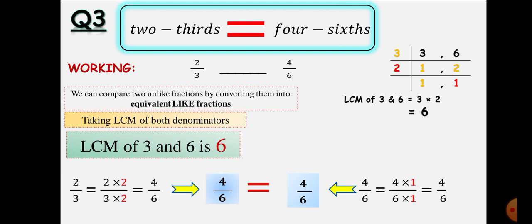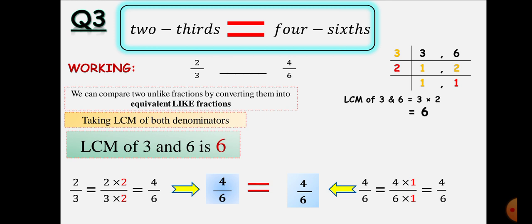Then I have 2/3 and 4/6. So 2/3 basically means 2 over 3, and 4/6 basically means 4 over 6. First of all, they are unlike fractions, so we have to convert them into equivalent fractions. You have to take the LCM of 3 and 6, that is 6. So if you multiply 3 by 2, you get 4 over 6, and 6 by 1 gives 4 over 6.